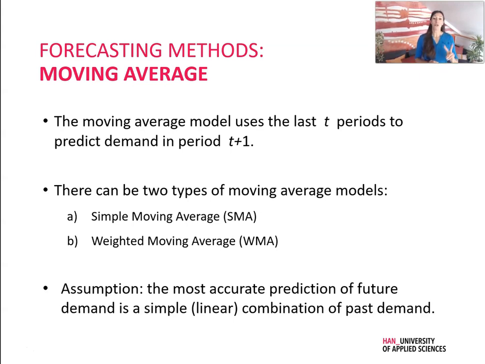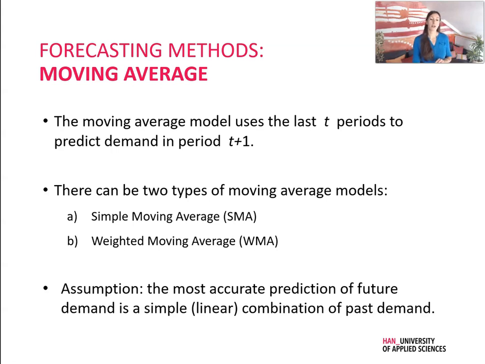We have two types of moving average models. The first one is the simple moving average, which we'll cover next. And then in the next video, we'll discuss the weighted moving average. Both models are based on the assumption that the most accurate prediction of demand is just a simple or a linear combination of past demand.